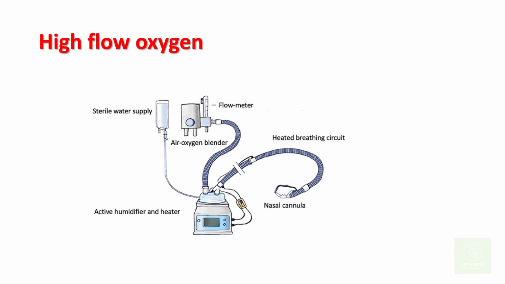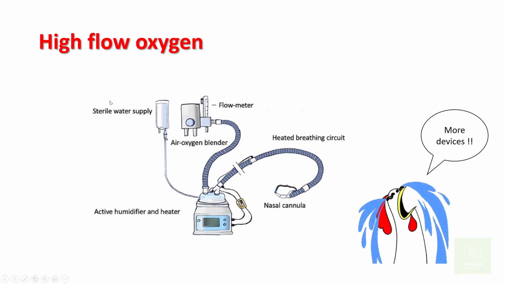So we have a better way to provide high humidity and high flow oxygen to these patients, and that is using a high flow oxygen meter. We have a sterile water supply which helps in humidification. We've got an air oxygen blender and a flow meter, and we've got a heated breathing circuit so that the humidified air does not condense, and this is delivered via nasal cannula.